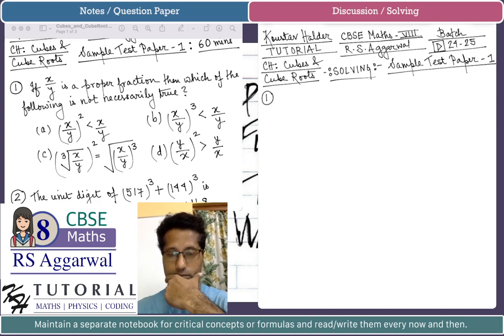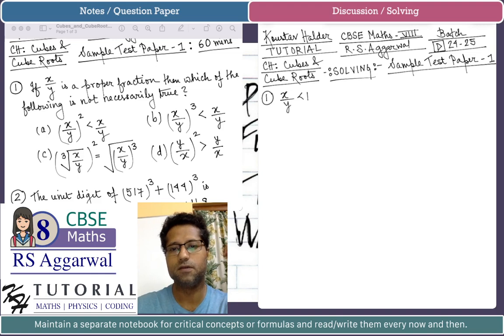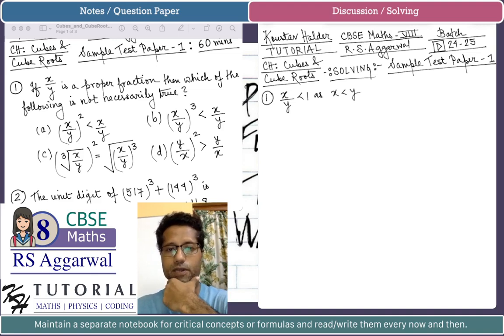Okay, the first problem says that if x by y is a proper fraction, then which of the following is not necessarily true? It is given that x by y is a proper fraction. It means that x by y is less than 1, as we know that in a proper fraction the numerator is less than the denominator, as x is less than y. Okay, so x by y is a proper fraction, and which of the following is not necessarily true?